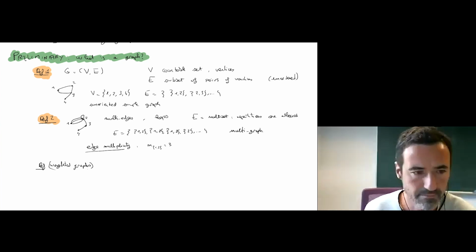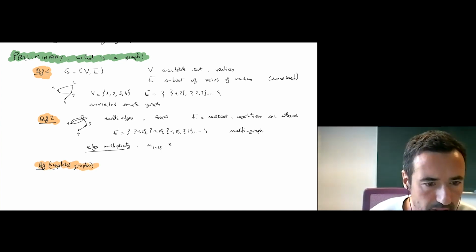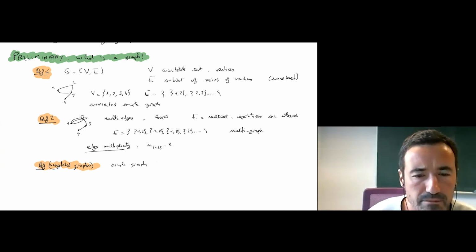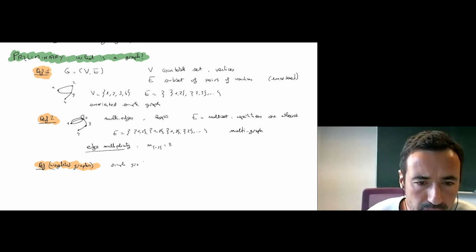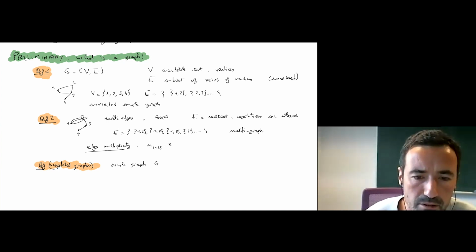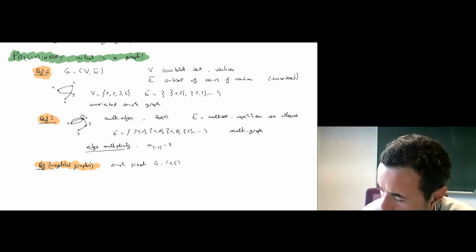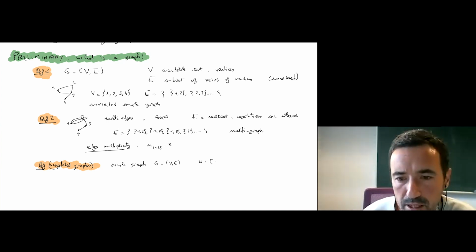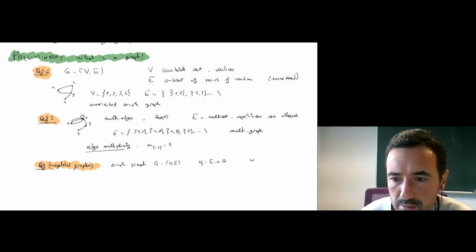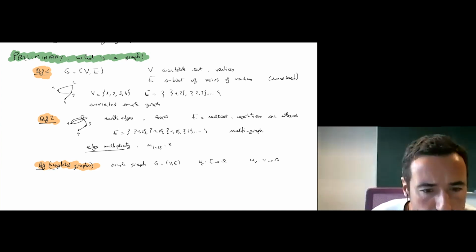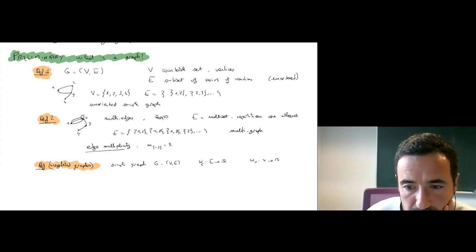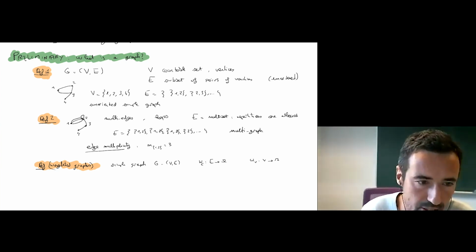So what is a weighted graph? It's a simple graph, in the sense of definition one, where you also have a weight map W, which goes from edges to some set omega. You have a weight for edges, and you may also have a weight for vertices. A weighted graph is just where you put numbers or colors. If you think omega is a set of colors, you attach colors to the vertices or the edges.